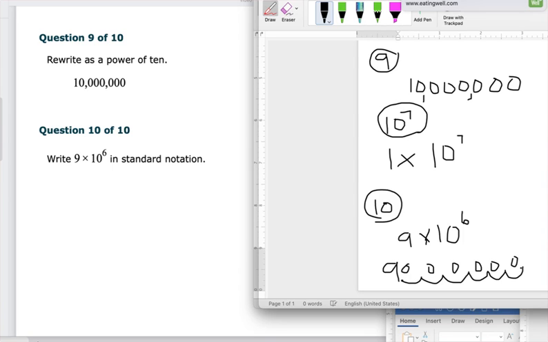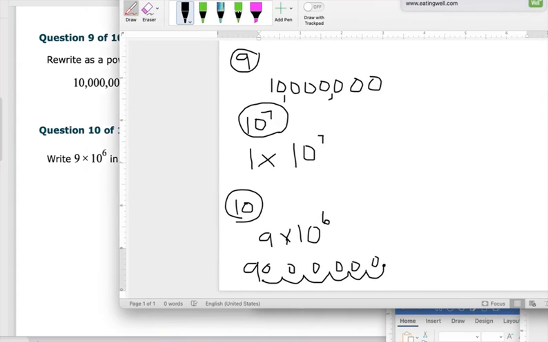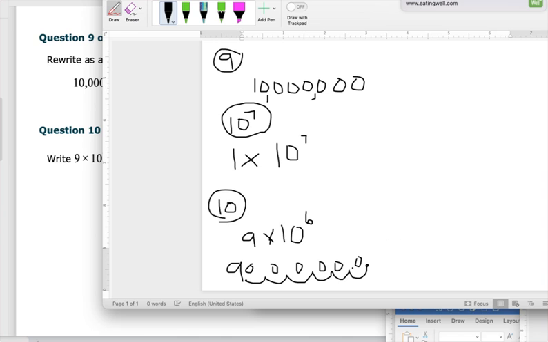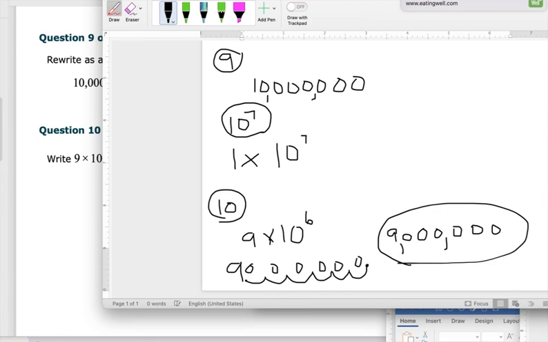Now, the new decimal is here at the end, but we would not normally leave it there in our final answer. So let's get a little bit more room. Let's write this a little cleaner. 9 with 6 zeros, because the 6 is the power. 1, 2, 3, comma. 1, 2, 3, comma. And 9 million is the standard form notation.